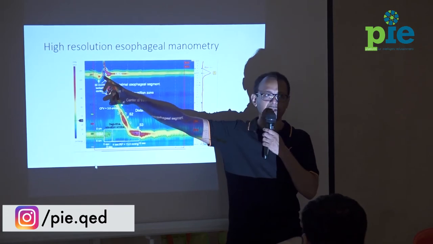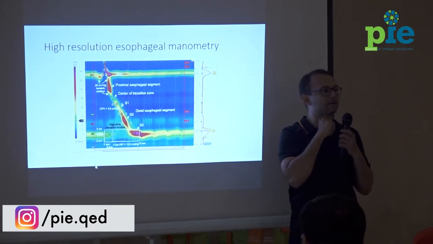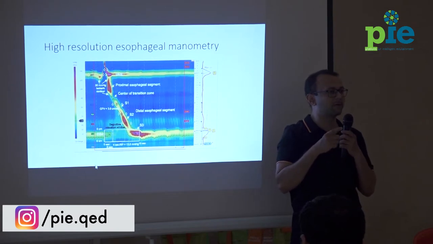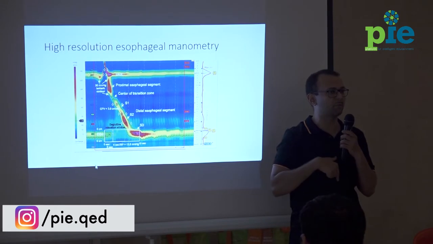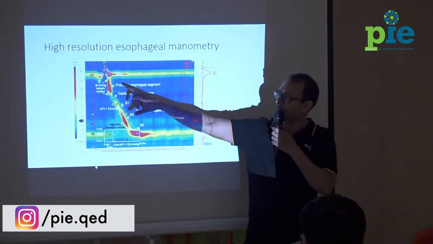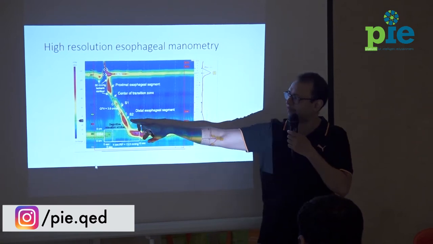You see a relaxation of the pressure here. After that, you have the upper smooth muscle and then the striated muscle. So the esophagus has got striated muscle at the top, so the other way around, striated muscle at the top and smooth muscle at the bottom. So there you have an upper peristalsis, a little break, and then the peristaltic wave.